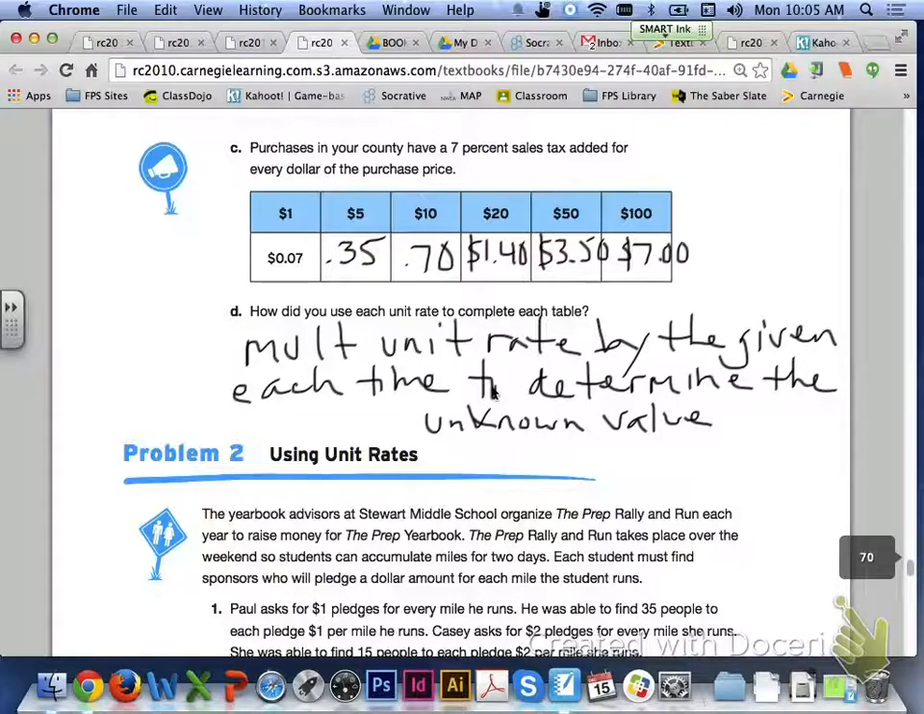And for letter D, much like I talked about when we went over the example in letter A, how do you use each unit rate to complete each table? You're going to take the unit rate and you're going to multiply it by the given each time to determine what the unknown value in the table is going to be.